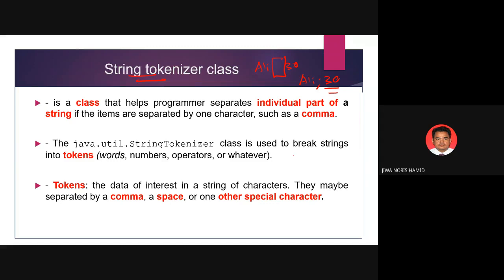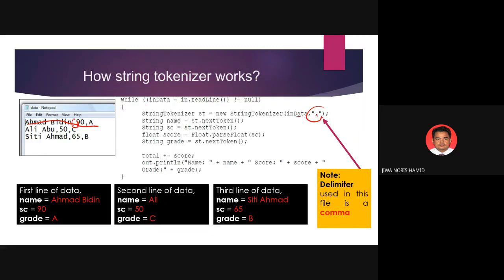Then tokens are the data of interest in a string of characters; they may be separated by a comma, space, or other special character. Okay, look here. While in data, what does it mean by while in data in dot read line? It means in data refers to the first row. So when you create a string tokenizer, you see? This string tokenizer will divide it, new string tokenizer in data.